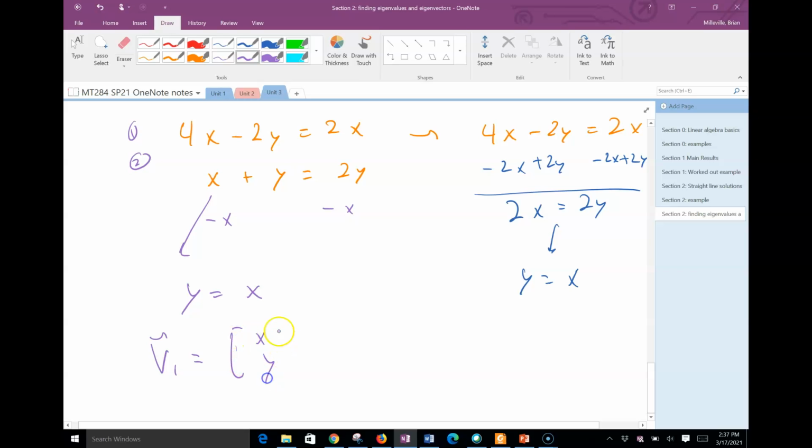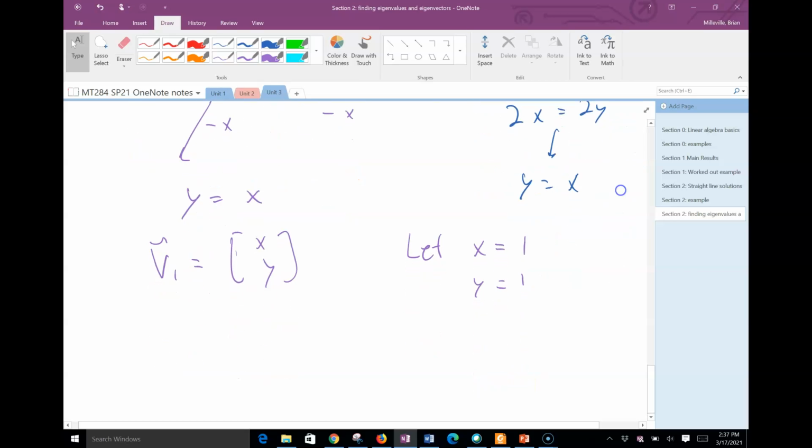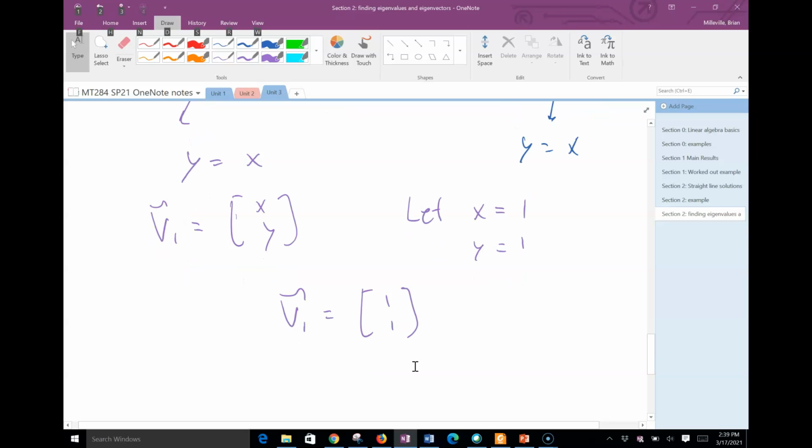All right, now we can just say in this case, pick any number we want besides 0. As long as we don't pick 0, we're going to be okay. So let's just let x equal 1. If x equals 1, y is equal to 1. So our corresponding eigenvector v1 is going to be the vector 1, 1. You don't have to pick x equals 1. That's just the easiest possibility. All right, so that takes care of the first one.